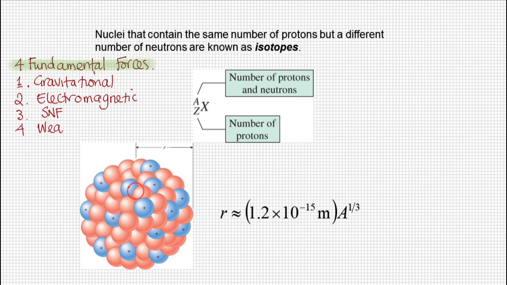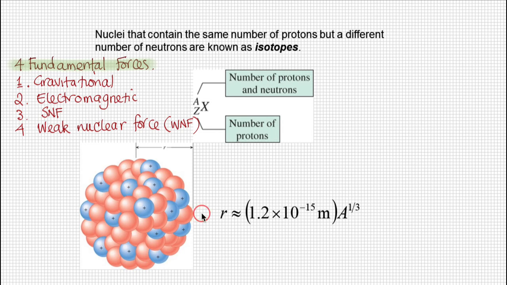Now there is a 4th fundamental force. It has to do with the particles themselves. So what is a proton made up of? It's made up of some smaller particles that are held together by another force referred to as the weak nuclear force, that plays out in the release of things like beta particles, but we'll talk more about that later on.